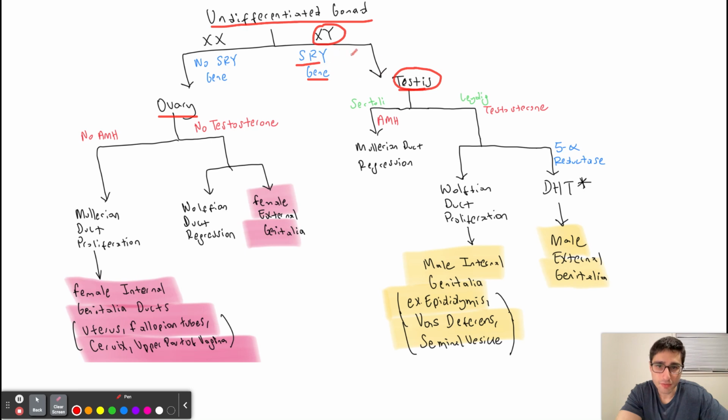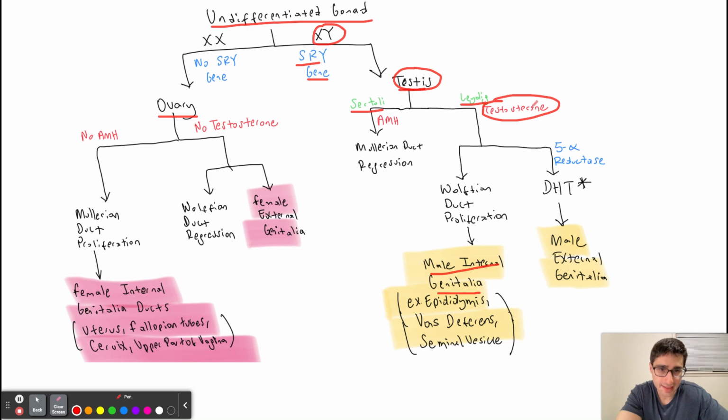So now we're going to be focusing on the right part of this map. So she has the XY chromosome and she has testes. Now, testes are going to contain the Sertoli cells as well as the Leydig cells. Remember that Leydig cells are going to be producing testosterone. Now, testosterone is going to be responsible for developing the male internal genitalia.